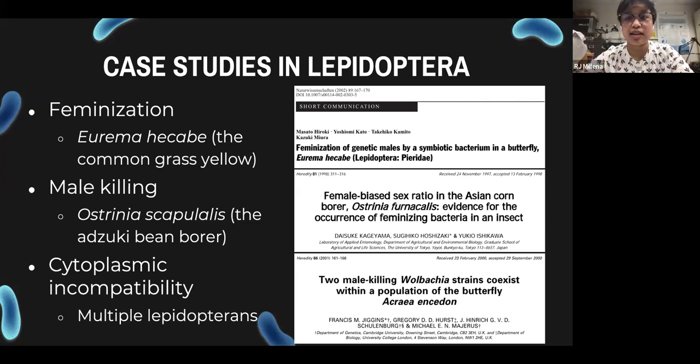And then the insight into the mechanism of male killing as a reproductive manipulation comes from the lepidopteran host Ostrinia scapularis, which is a moth, or the Adzuki bean borer. Cytoplasmic incompatibility, we've talked about probably enough, but it was found in multiple lepidopterans, and since it wasn't first found in Lepidoptera, we're just going to concentrate on the first two.